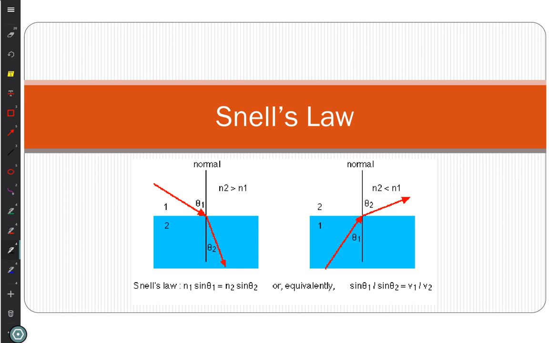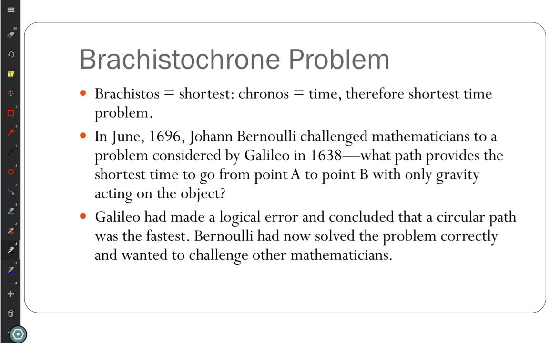Today we're going to be talking about Snell's Law. Now we've already seen Snell's Law, and what we're going to do today is actually what we call the Brachistochrone Problem. What's the Brachistochrone Problem? Brachistochrone is two Greek words, brachistos, which means shortest, and chronos, which means time. So you put them together, and Brachistochrone means shortest time.